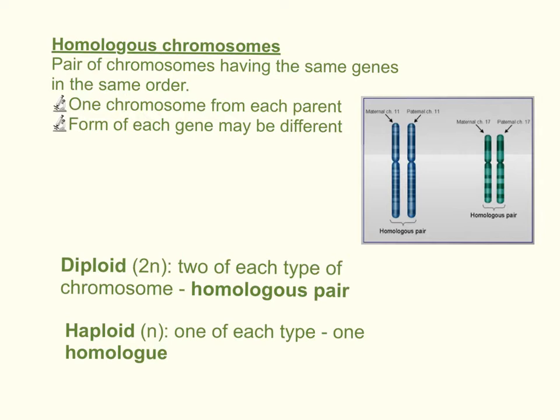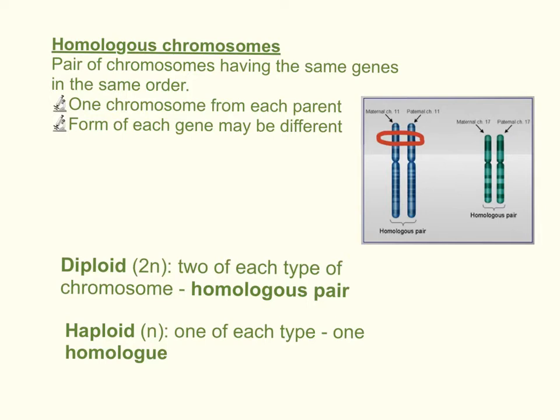While the chromosomes in the homologous pair have the same genes, the form of the gene may be different. For example, the gene located here in this region may be the gene for hair color. The maternal chromosome, the one that came from the mother, may have the code for blonde hair, while the paternal chromosome, the chromosome coming from the father, may have the code for brown hair.